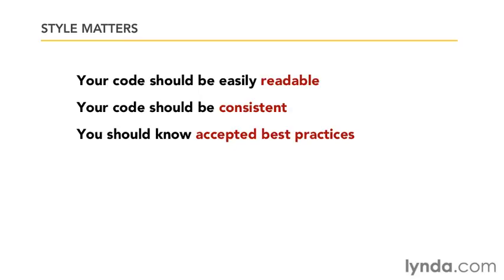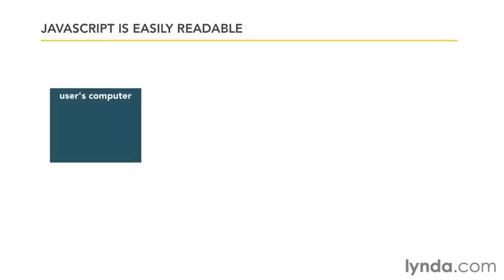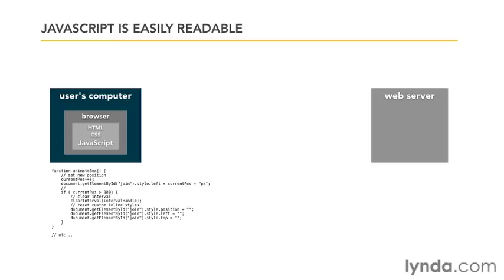And style matters simply because JavaScript is the most publicly viewable programming language in the world. Unlike a desktop application, with JavaScript running on a web page, all your code is sent to whoever requests it. Every client's browser gets a copy of your JavaScript in plain readable text. Sure, most people won't look at it, but they could.